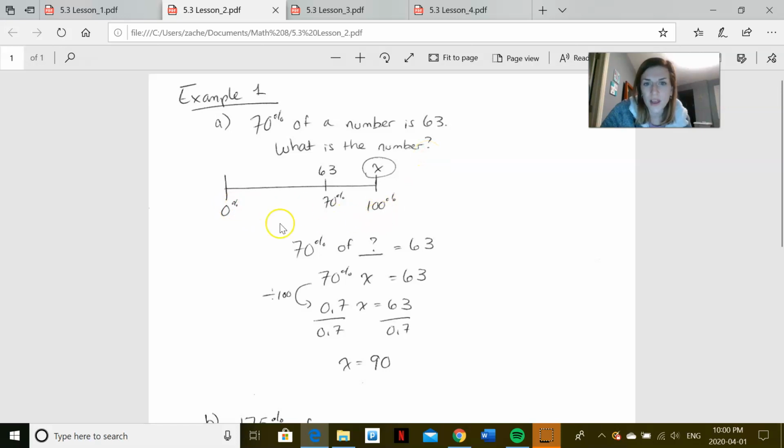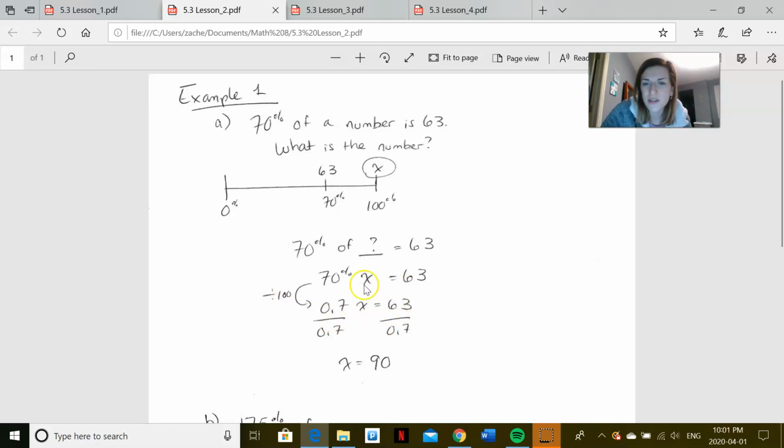So here's our number line again, 0 to 100%. We know that 70% of the number is 63, but we don't know what the 100% is yet. So that's what we have to find out. 70% of x, or taking that 70% and converting it to a decimal, right? Two decimal places to the left. 0.7x, right? 70% of that unknown total is equal to 63.